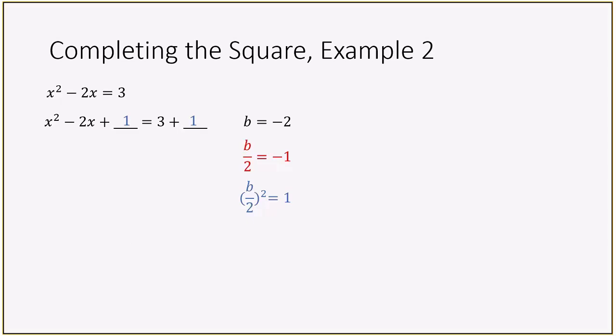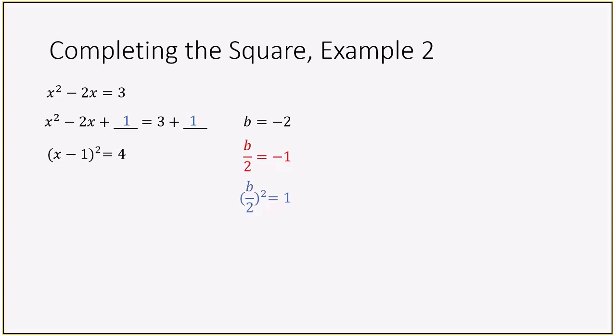And then I'm going to do this step that, by the name, is the completing the square step. So I'm going to form a parentheses on the left side of my equation. It's going to be x plus negative 1 squared, which is x minus 1 squared. Those are the same thing. And then 3 plus 1 on the right side gets me 4. So I've completed the square.